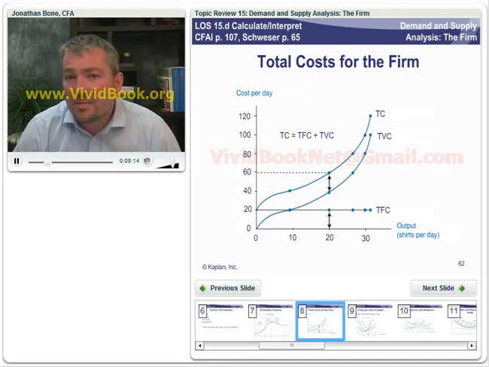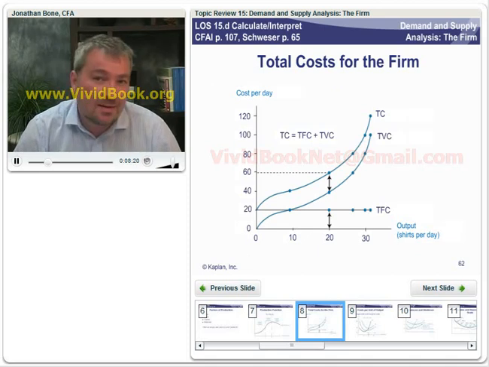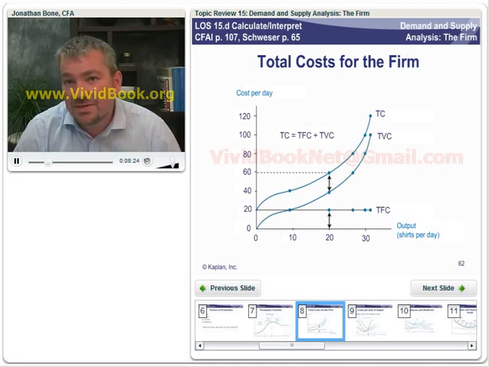A variable cost by definition is items that do vary, or costs that do vary in line with output. So total variable cost is the variable cost of producing a unit times quantity produced to give us total variable costs. Notice total cost itself is just the total fixed cost plus the total variable cost.